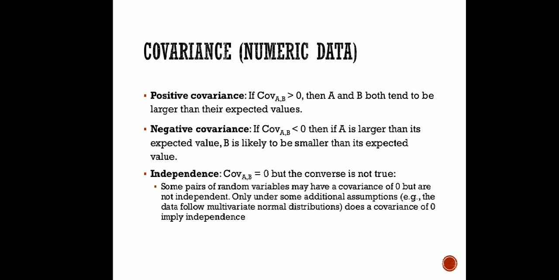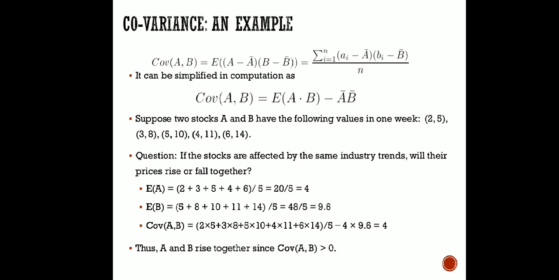So for positive, if A increases from its expected value, B will also follow the same path. But if it is negative, if A is increasing more than its expected value, B will follow the reverse path. And independence means that they are not dependent on each other. For covariance, for some pairs the covariance may be 0, but it may not hold for all other variables as well. So this is a very small example.